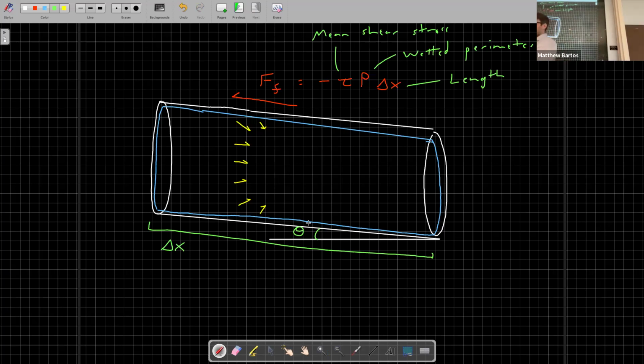Okay, so what are some other forces that are acting on the fluid in this control volume? Gravity. Very good. So we have the weight of the fluid itself. The weight of the fluid, W, is going to be equal to the mass of the fluid times the acceleration due to gravity. And what is the component of that gravitational force with respect to the direction of flow?